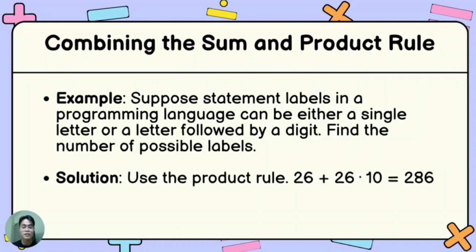Finally, the sum and product rules are normally combined when answering questions in discrete mathematics. For example, suppose statement labels in a programming language can be either a single letter or a letter followed by a digit. Find the number of possible labels. The solution is to use both rules: 26 plus 26 times 10 equals 286. Here, 26 is the sum rule for the single-letter labels, and 26 times 10 is the product rule for the letter-digit labels, getting 286.